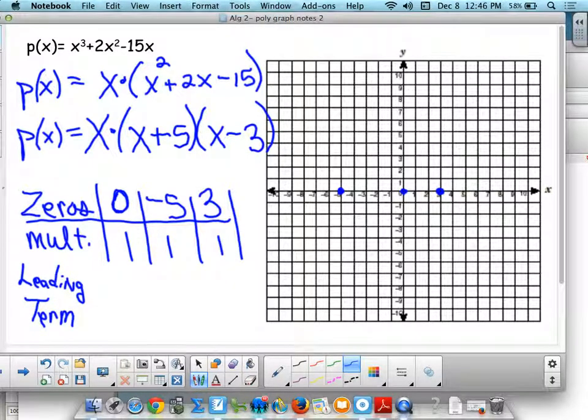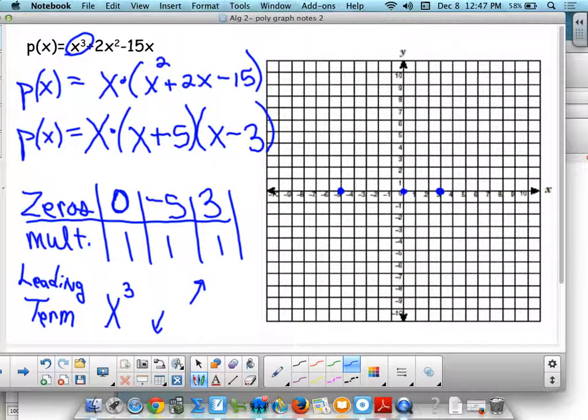Positive. Guess what? The leading term is right there. You don't have to do anything. You have an x cubed polynomial, cubic. Odd functions act like one. Lines up or lines down? Up. This one's up. This is going to be down on the left, up on the right.